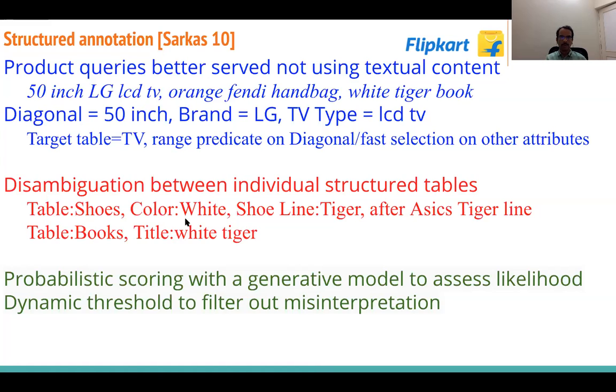Like table shoes, color white, shoe line is tiger, after A6 tiger line, versus table book, title white tiger. So there is ambiguity here. How do we resolve that? Probability scoring with a generative model to assess likelihood, and a dynamic threshold to filter out misinterpretation.